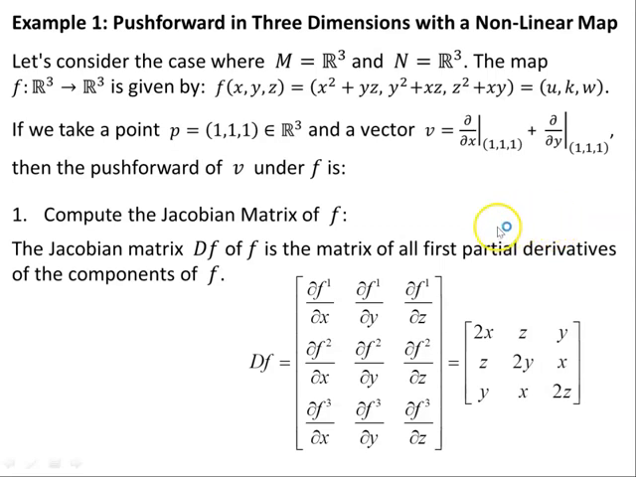What I'd like to do now for the rest of this video is just look at 2 examples. So example 1, the push forward in 3 dimensions of a nonlinear map. So F is a nonlinear map in this case. Let's consider the case where M is R3 and N is R3. The map F from R3 to R3 is given by f of x, y, z, is each of these component functions here. And we're just going to simplify that by calling them U, K, and W. So U equals x squared plus yz, K is y squared plus xz, W is z squared plus xy. You'll see later on at the end of the problem, it's much more convenient to do that.